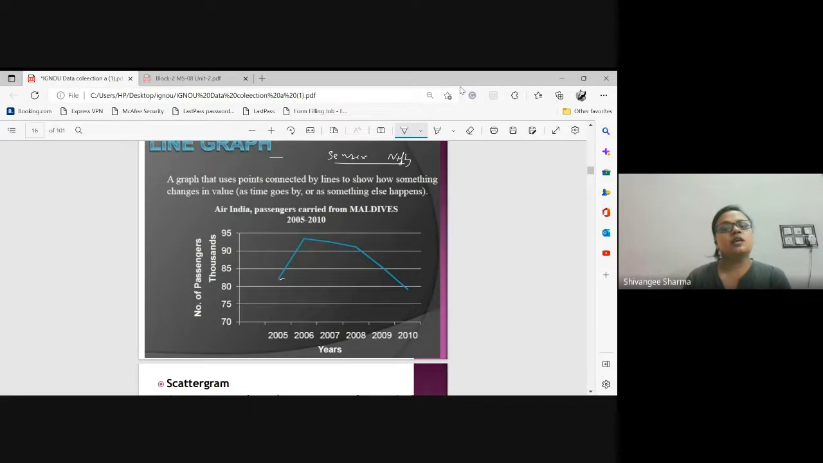Like you can say, from 2005 to 2006, it has been increasing. From 2006 to 2008, it is decreasing, but the rate of decrease is lesser as compared to the 2008 to 2010 time interval. So these line graphs are basically used to identify trends.